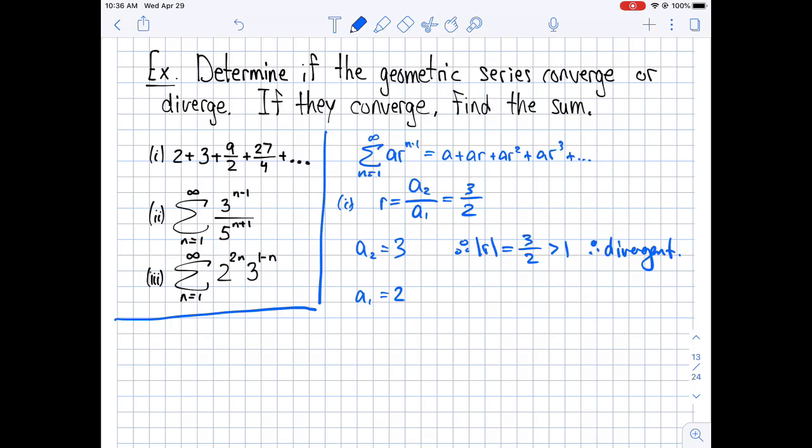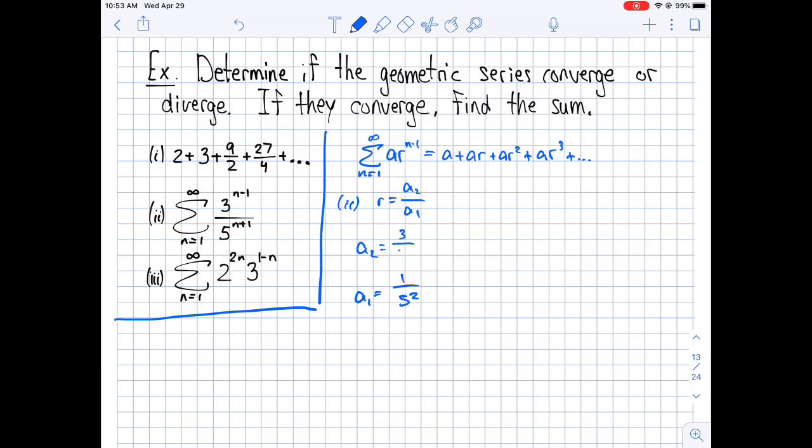So now let's take a look at the second example. So now let's take a look at number 2. And again, we start off by just finding that common ratio. Here, let's find a1 and a2. a1 here is going to be 3 to the power of 1 minus 1, which will be 3 to the power of 0, so it's just 1 divided by 5 to the power of 2. And a2 will be 3 to the power of 1 divided by 5 to the power of 3. So we take these, we plug them in, and we do the ratio.